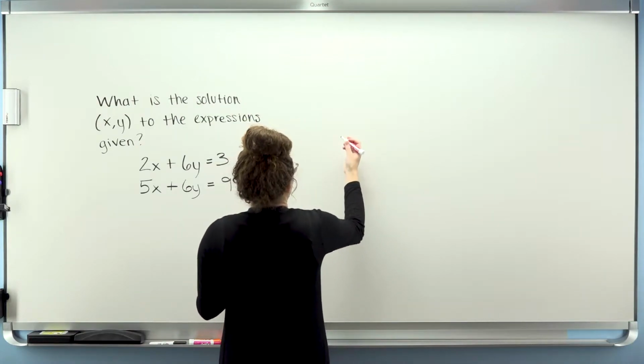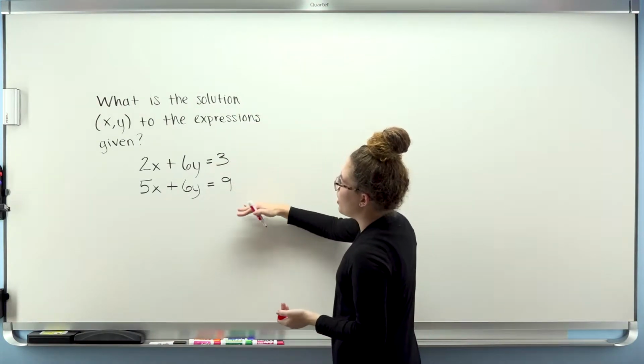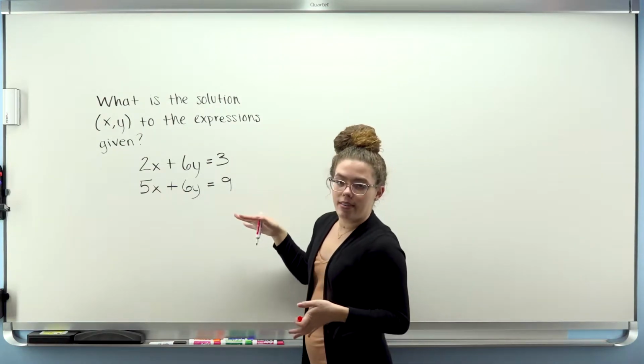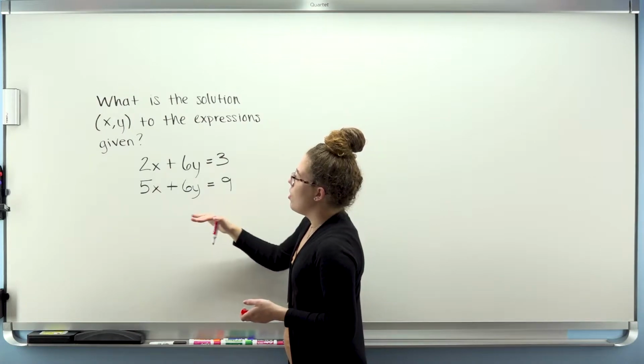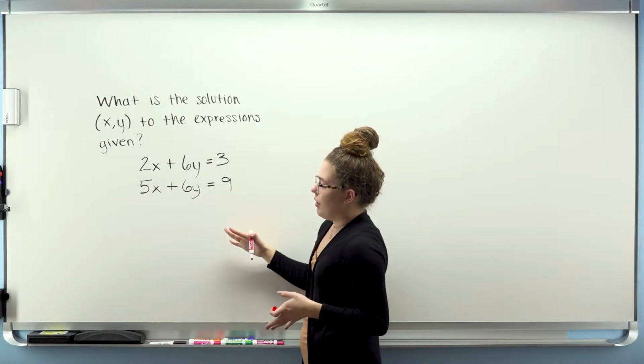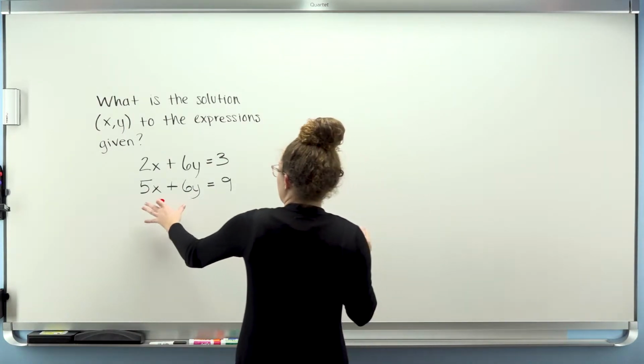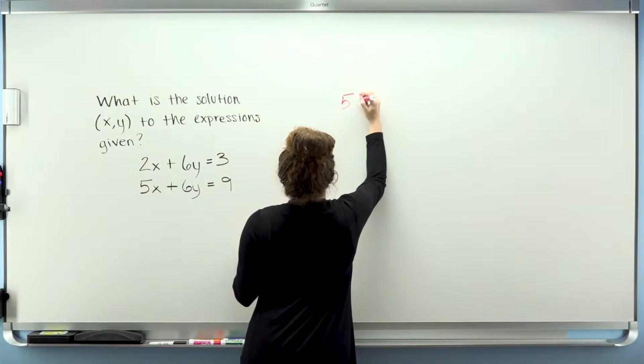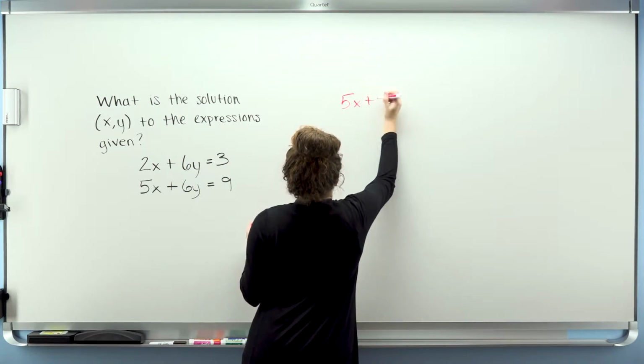So what we're going to do, I'm going to rewrite them, but what we are going to do is either add them or subtract them. That way we can get either the x value or y value. Okay, so first I'm going to put this one above the other one, and I'll show you why in a moment.